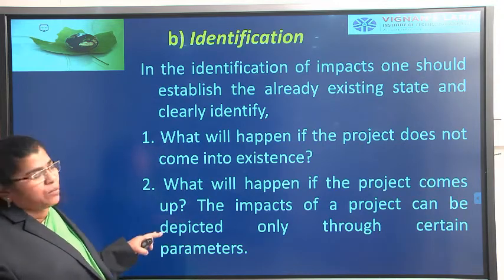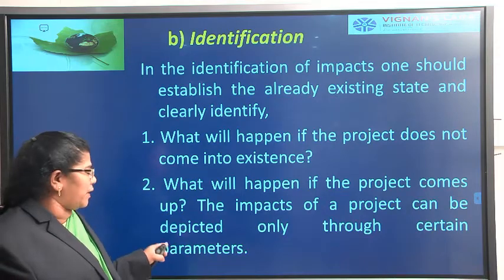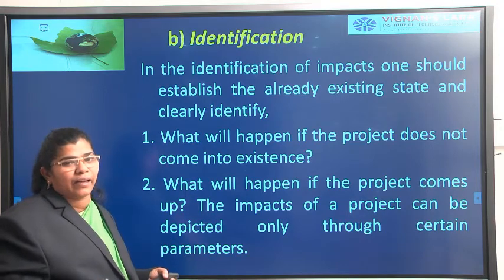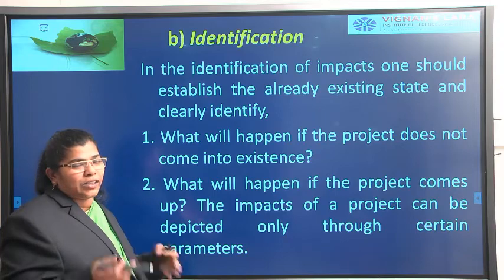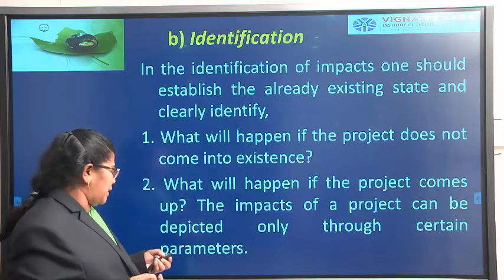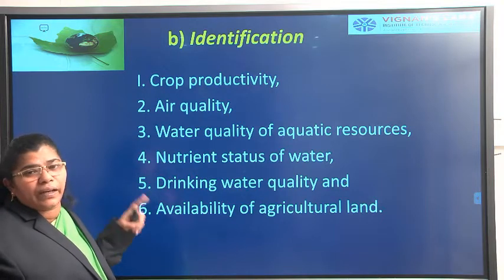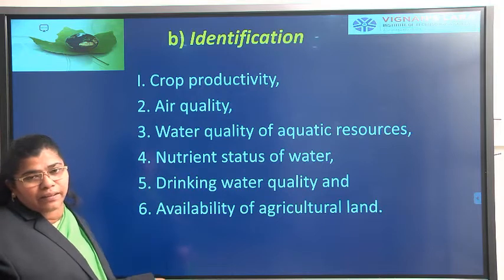The second question we mostly have to ask is, what will be the negative impact and positive impact on the surrounding areas? Certain parameters. What are the parameters? We all know: bio, physio, chemical, culture and human beings, right? So for the identification, they will be taking care; EIA focuses on the 6 parts, right?